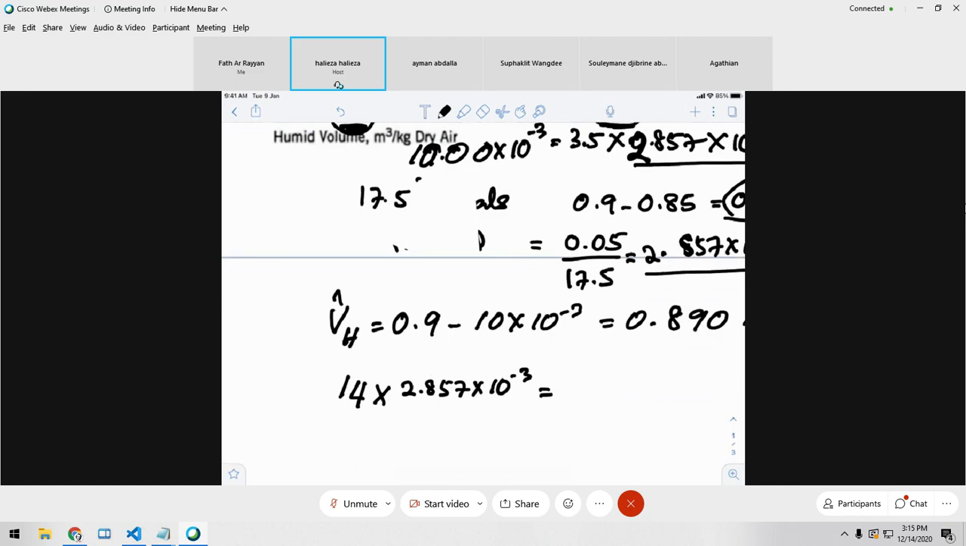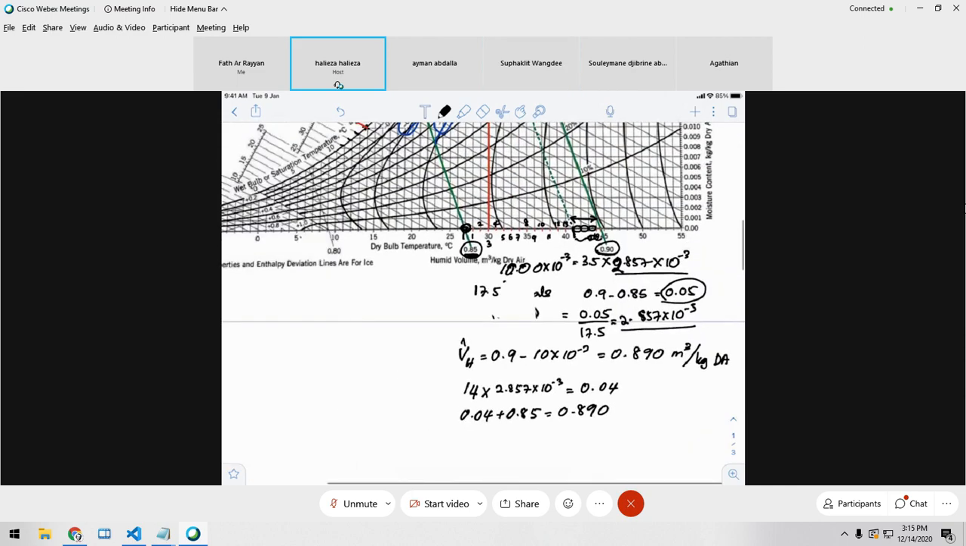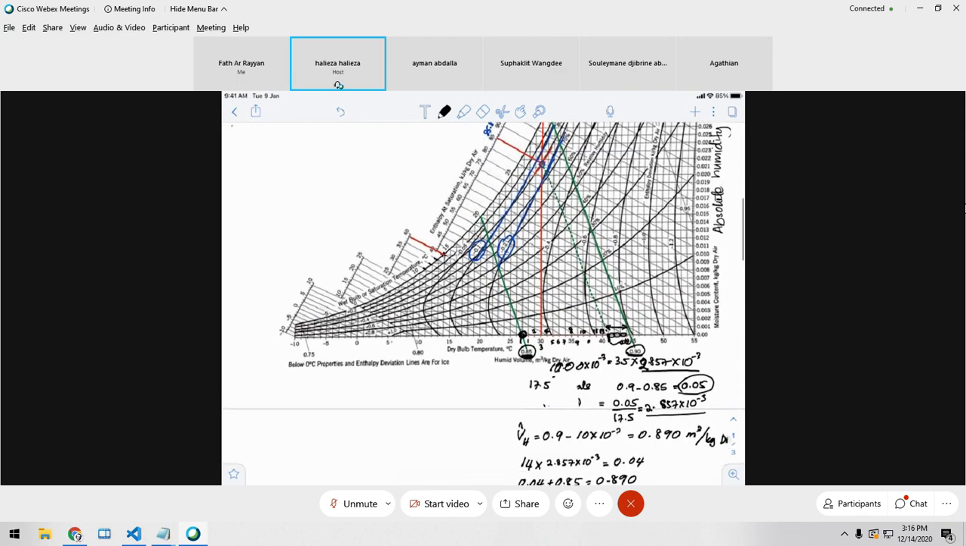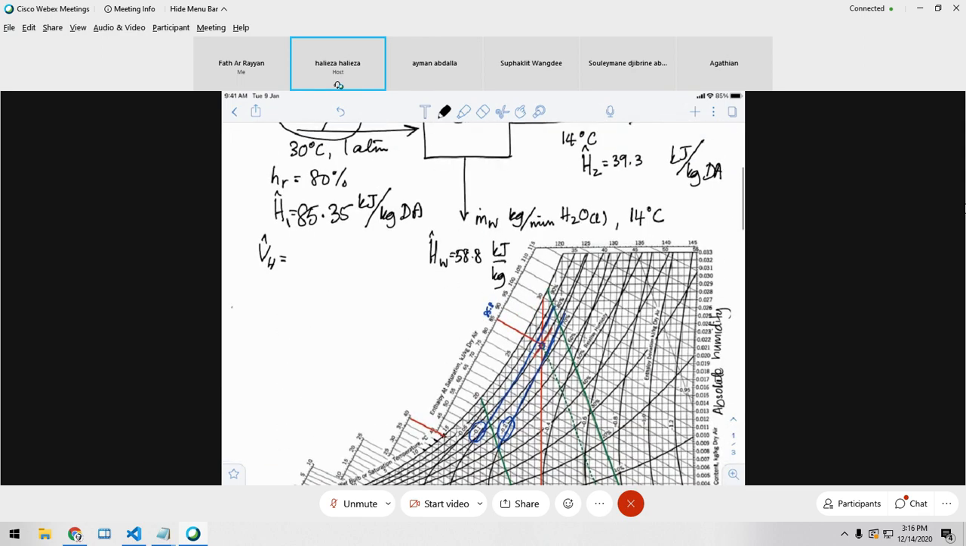About 0.04. So you multiply that amount, 0.04, plus 0.85. Same, isn't it? 0.89. Yeah. So you can do it either way. If you're from 0.9, you minus that value. If you're from 0.85, you plus that value. You will still get the same value. So that is your specific humid volume, 0.89. So we need to write that down.